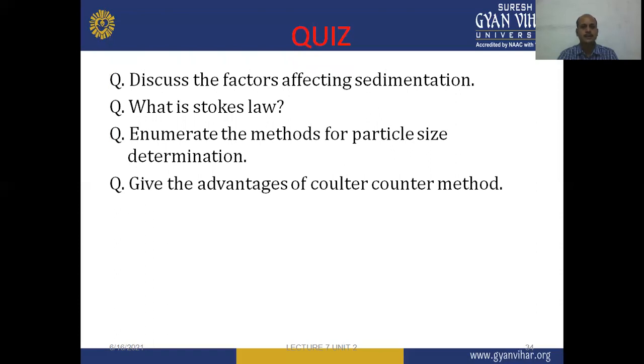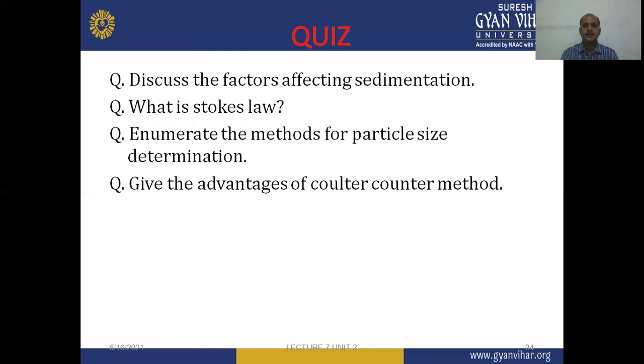Then, enumerate the methods for particle size determination. As we discussed, there are four methods for particle size determination. You have to go through the lecture and find out the correct options. The last question: give the advantages of the Coulter counter method. We discussed the Coulter counter method in great detail, so you have to write the advantages of the Coulter counter method for this question.